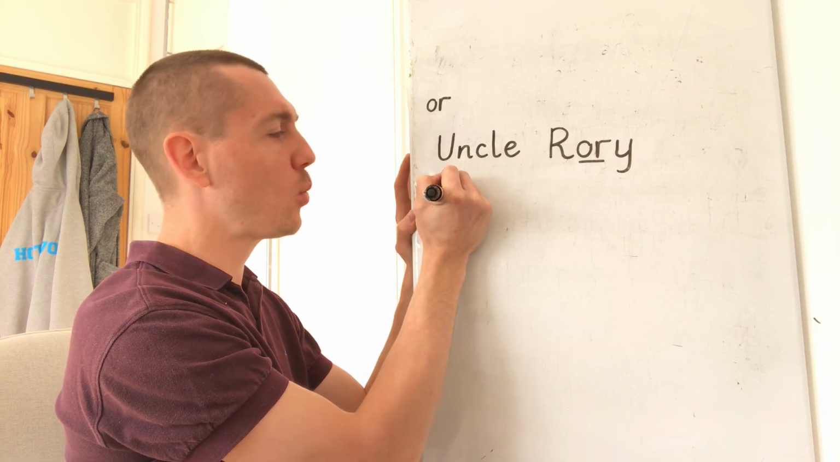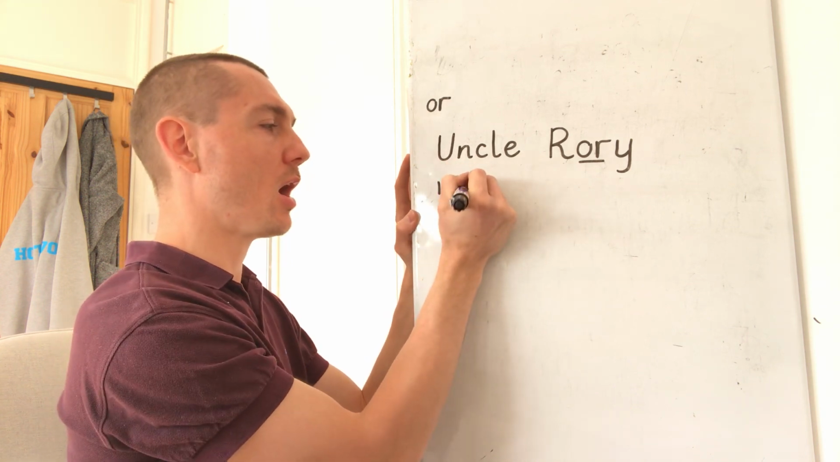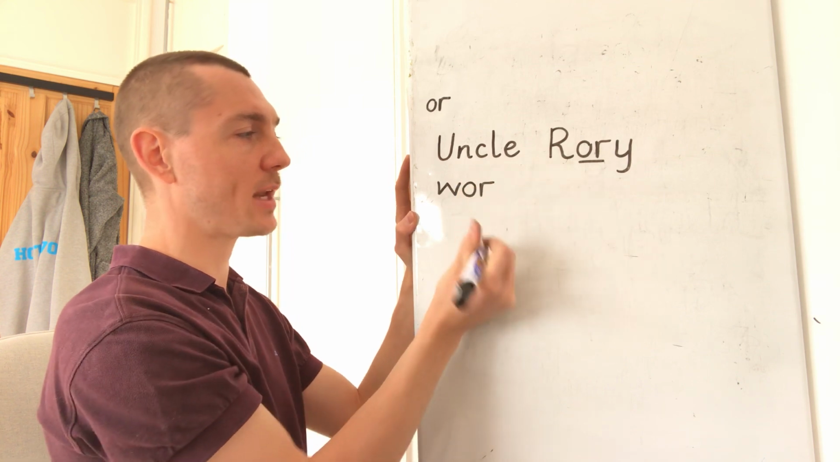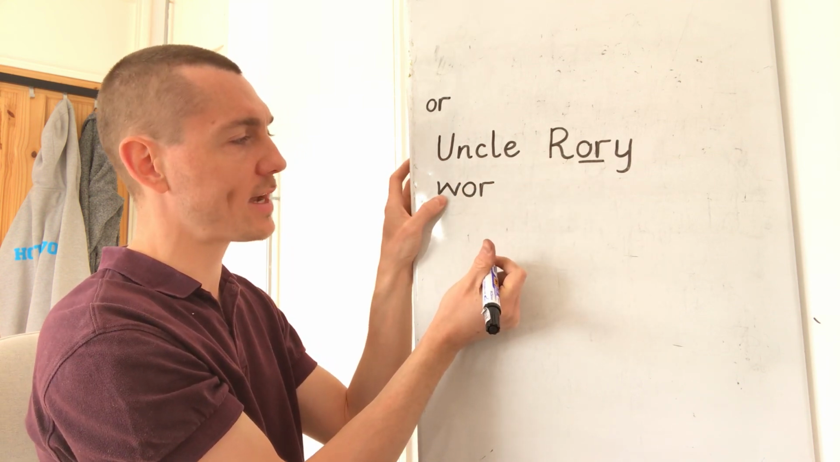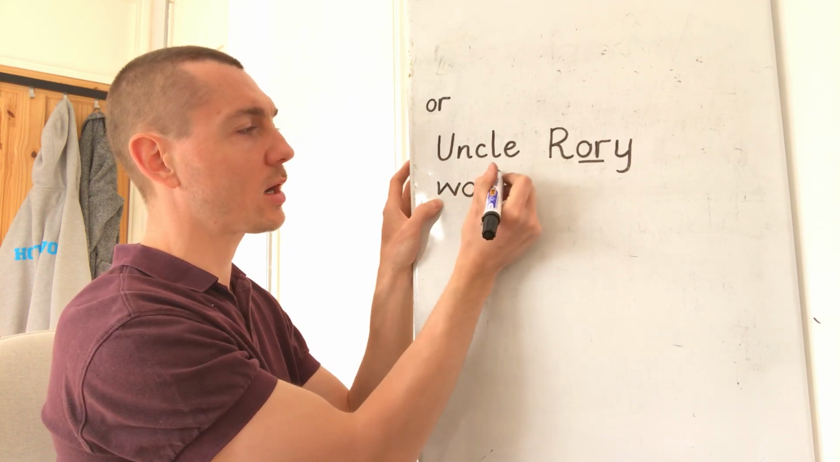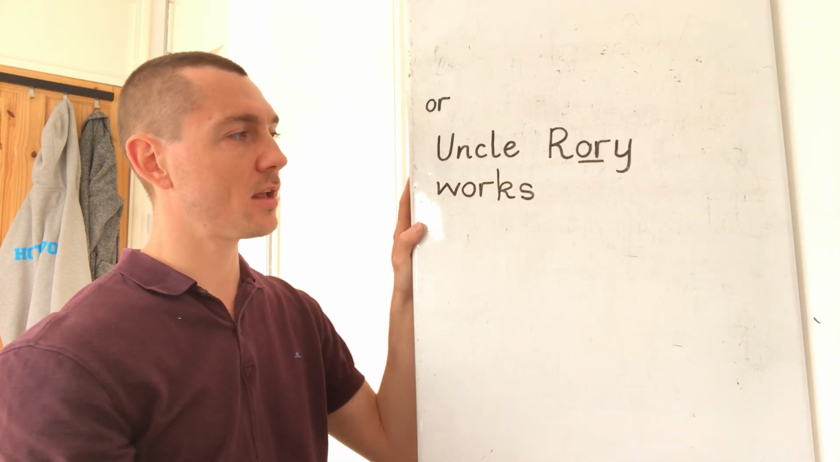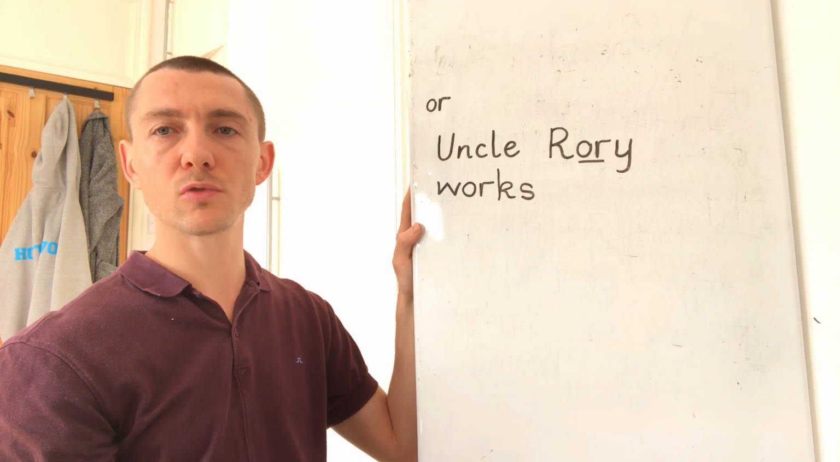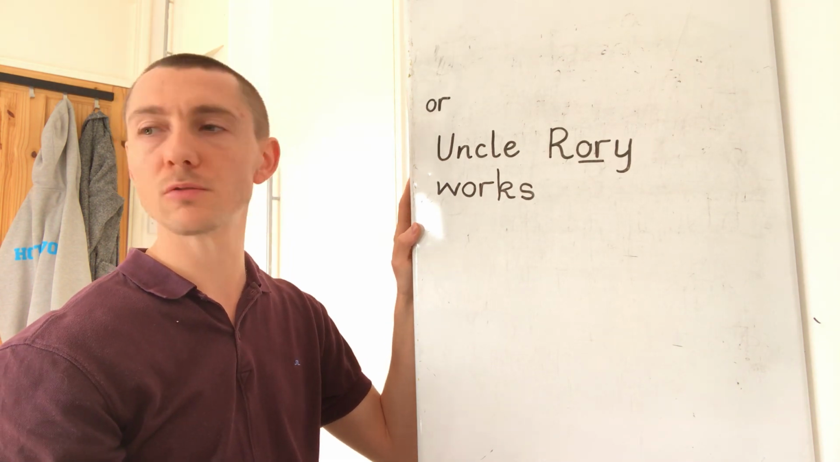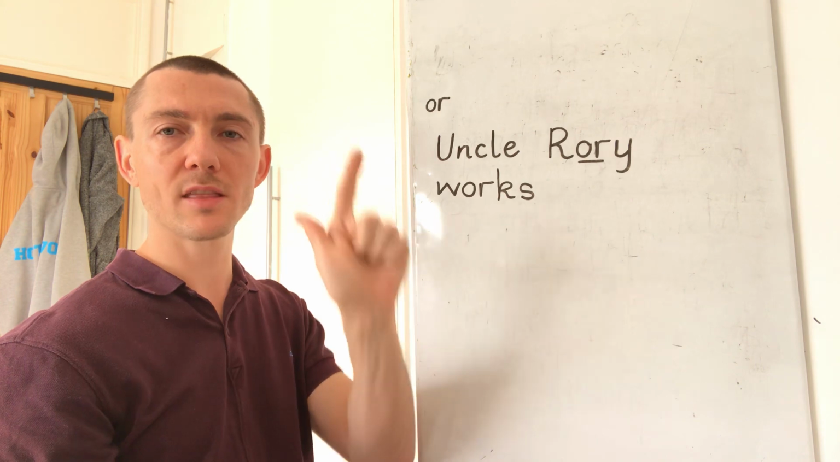And we say, remember the O-R spelling after a w sound. Work. Works. Uncle Rory works where? Uncle Rory works at the zoo.